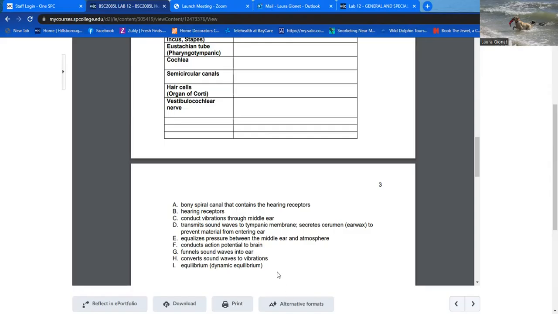And I, equilibrium, dynamic equilibrium. That would be the semicircular canals. All right, so I would be the semicircular canals.